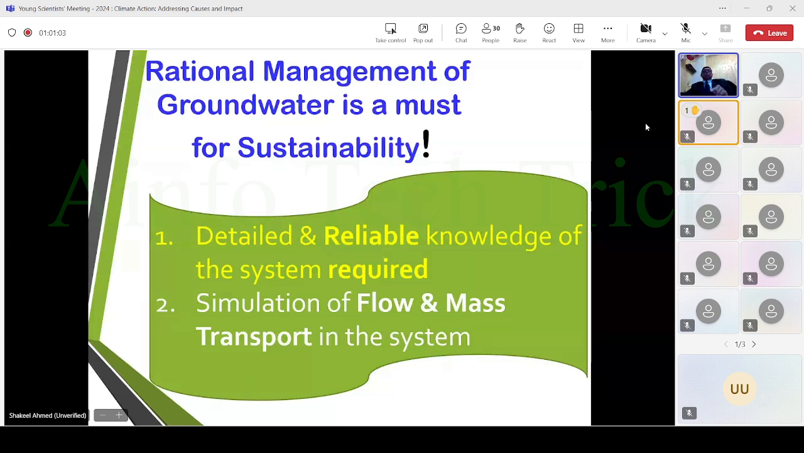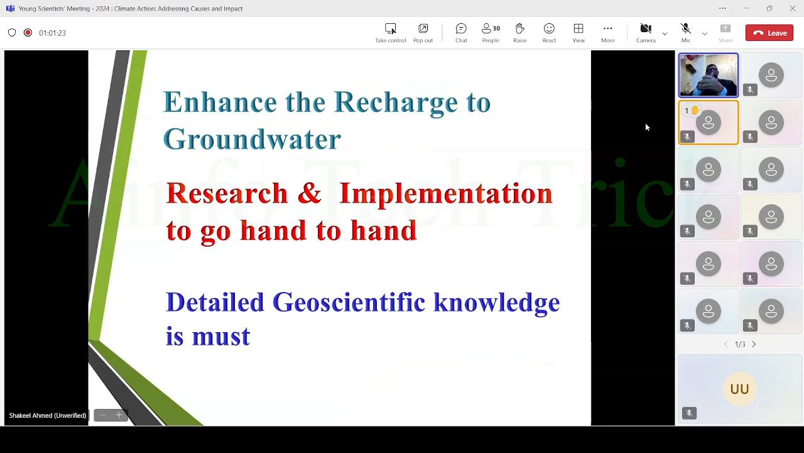That is the subsurface. And of course, there are technologies called modeling, that is, simulation of flow and mass transport, so that you can see what stress is going to be on our system and how the system is going to behave in future. Another thing is the impact of climate change. I have already discussed that climate change brings more runoff generation and less groundwater recharge.